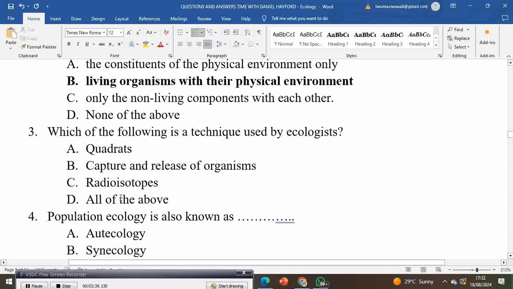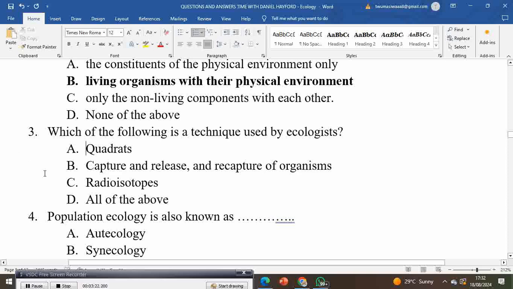Option C. Which of the following is a technique used by ecologists? A, quadrat. B, capture and release of organisms. C, radioisotopes, and D, all of the above. Sometimes in examinations you see that the invigilators will come and make corrections. So I have also chosen to make a correction here: capture and release and recapture of organisms.